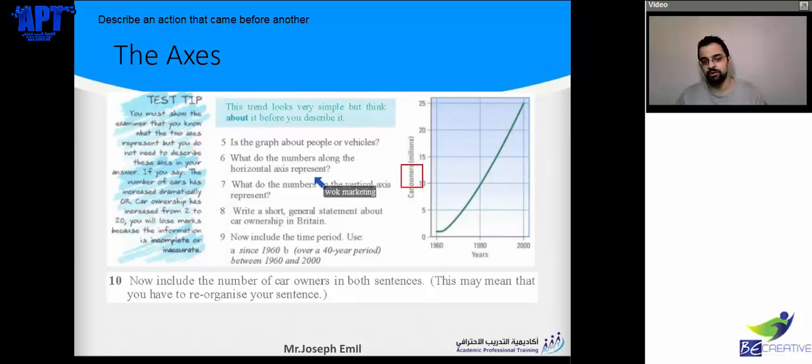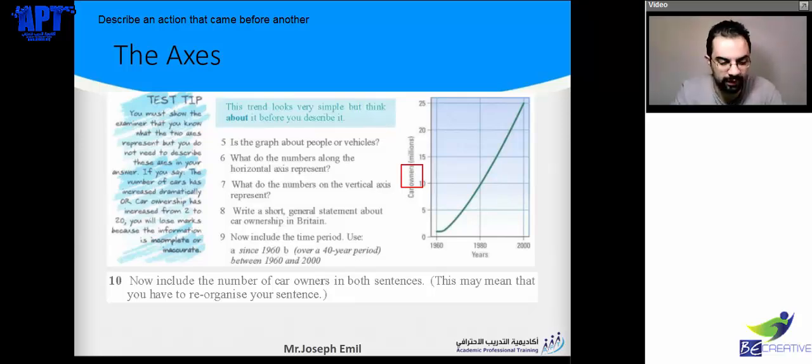What do the numbers along the horizontal axis represent? The years, the flow of years from 1960 to 2000. What do the numbers on the vertical axis represent? The number of car owners in millions. So we're not seeing here how many car owners in Britain, 1. Okay, it's 1 million, not 1. Write a short general statement about the car ownership in Britain. I think we have already done that.